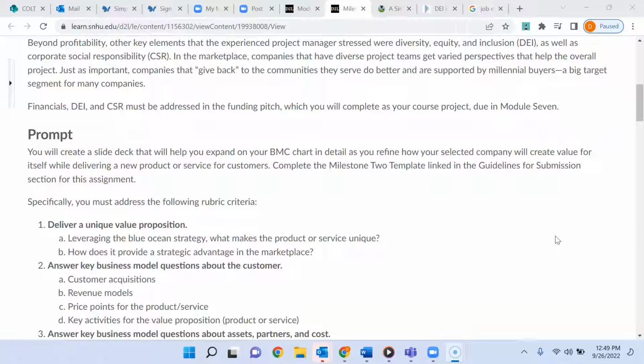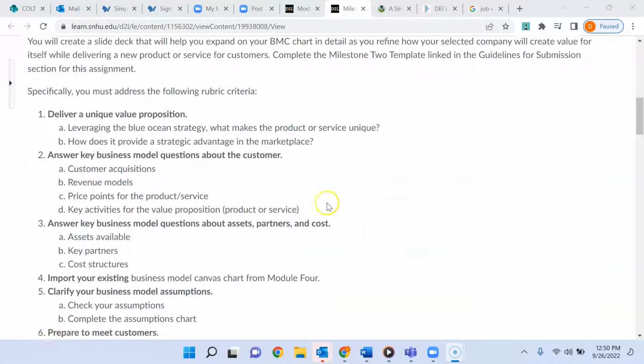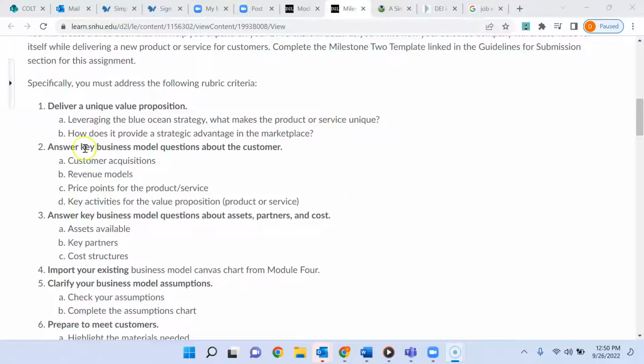share of market? Okay. When we dig more into the BMC, answer the key business model questions about customer acquisition. How are you actually going to do that? What is your goal for getting customers? What are the different revenue models that you have? You want to talk about the different income streams you're actually going to have, or the different ways you can generate revenue.